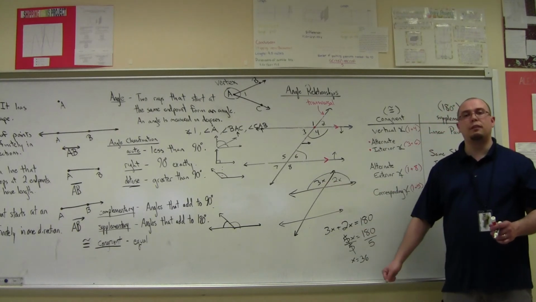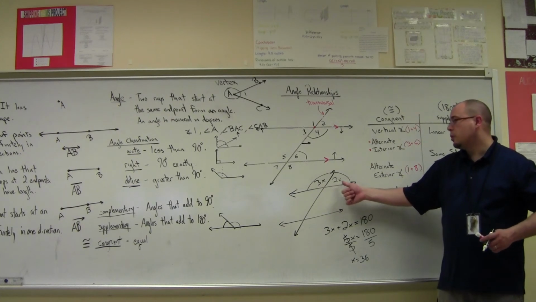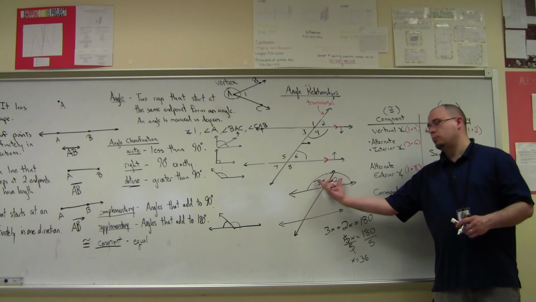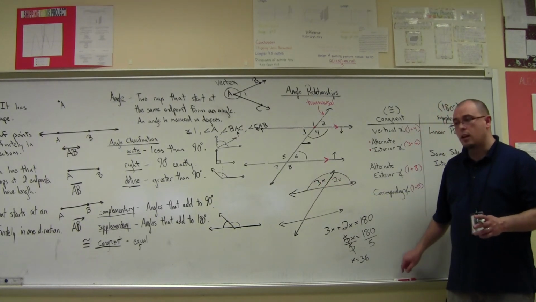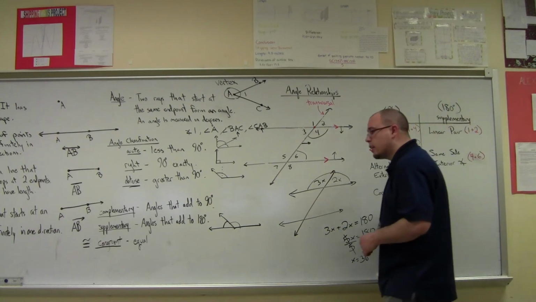I can then plug it in to figure out how big the rest of these are. I could multiply 36 by 2 and get 72. I can multiply 36 by 3 and get 108. And if you do 72 plus 108, you'll see they still add up to 180 degrees, and that's all there is to it. So those are the angle relationships.